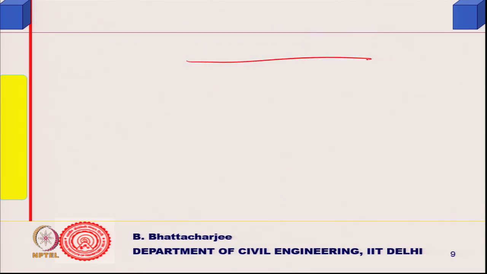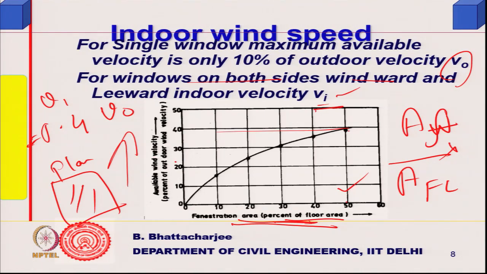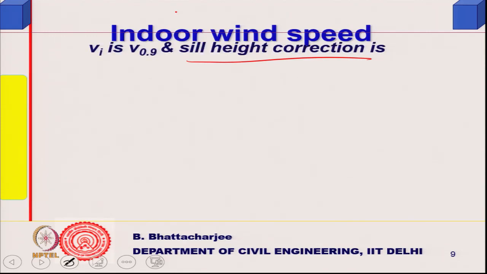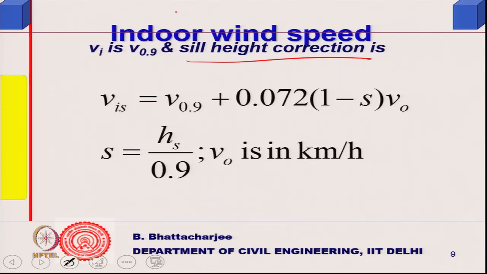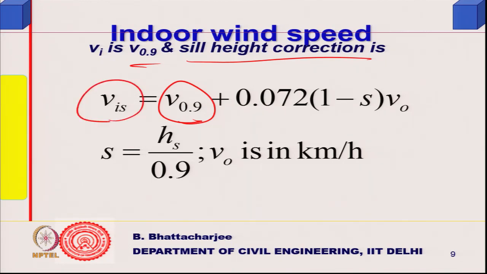Now, when they did this experiment, they kept the seal height; this velocity was measured at seal height level s equals 0.9. 0.9 meter was the starting point of the window openings, starting point of the fenestration openings, right. So, they started from there, and then if this is different, they suggest a kind of seal height correction. So, if V.9 is found from the previous diagram, that last diagram that I gave you, at any seal height it is given by 0.072 times (1 minus seal height correction), where seal height correction is given as height of the seal divided by 0.9.